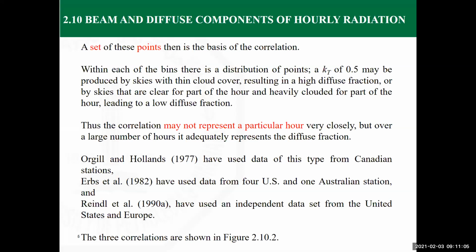Then we have similar data that have been processed by Orgill and Hollands for Canada, by others in the US, and at Australian stations as well. Then Reindl used independent data coming from the United States and Europe, and actually they came up with three correlations to give us the relation between that fraction and KT.